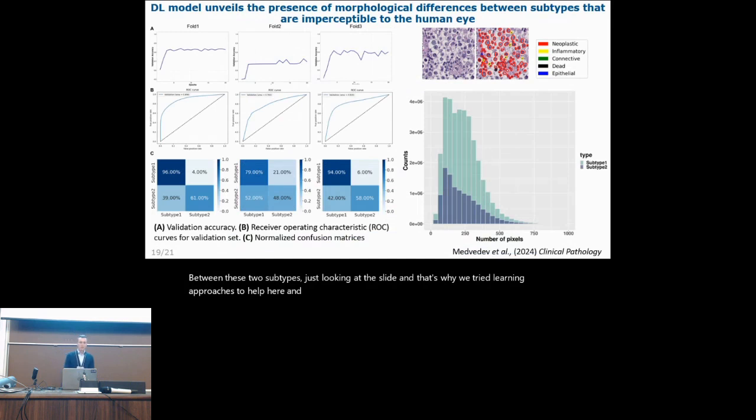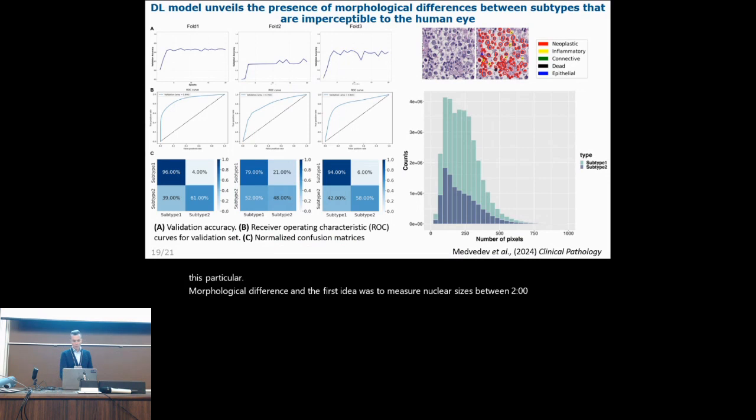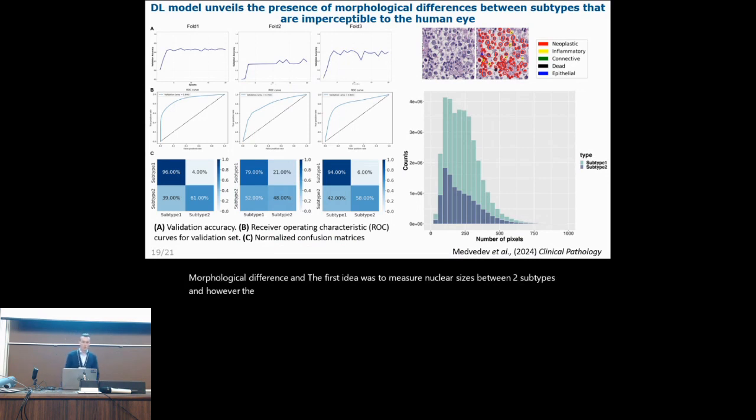The results show that the deep learning model was able to identify some morphological difference between these two subtypes, and we tried to detect this particular morphological difference. The first idea was to measure nuclear sizes between the two subtypes. However, the results show no significant difference between the two subtypes, which means there is something else yet to be discovered, and it's still work in progress.